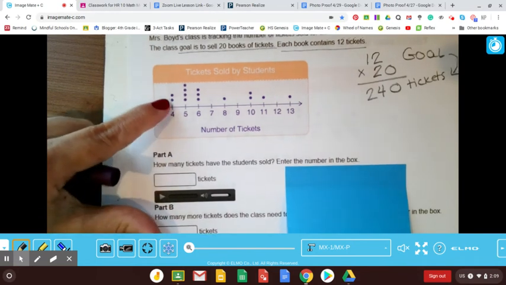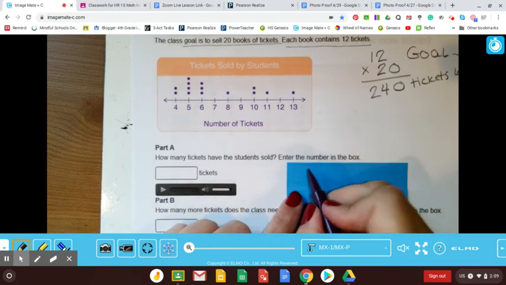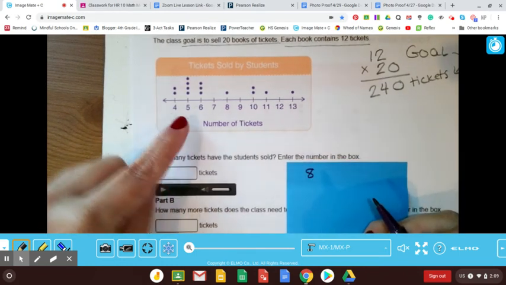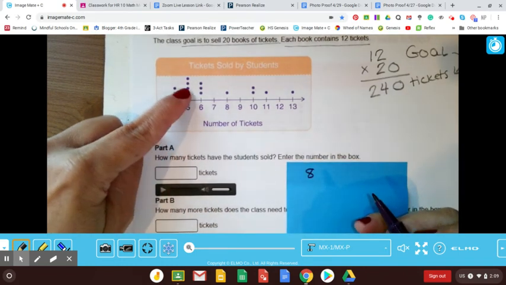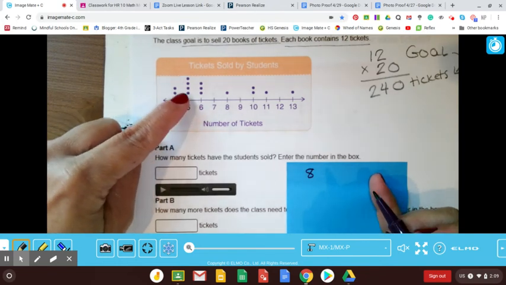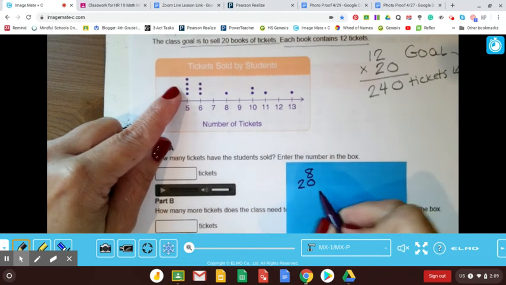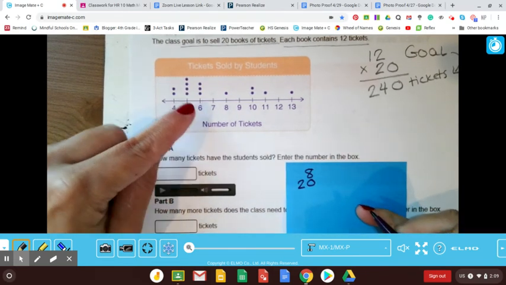So this says 2 students sold 4 tickets. So 4 plus 4, that would be 8. Okay. And then this is saying that 4 students sold 5 tickets. So this would be 5, 10, 15, 20. So that's 20 tickets. Add it to my 8 that I already have. 6, let's see.